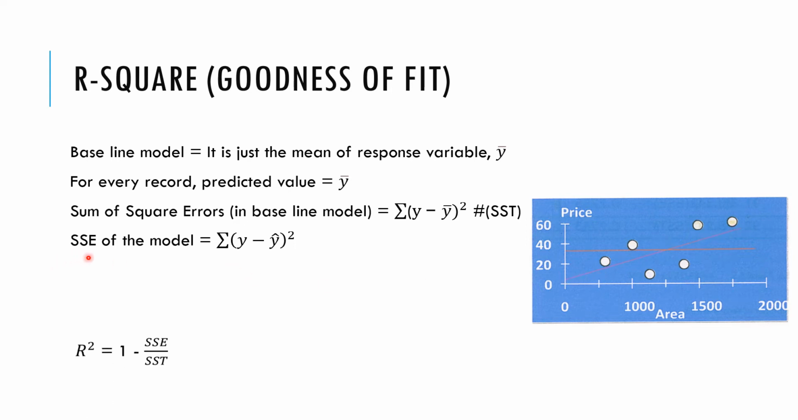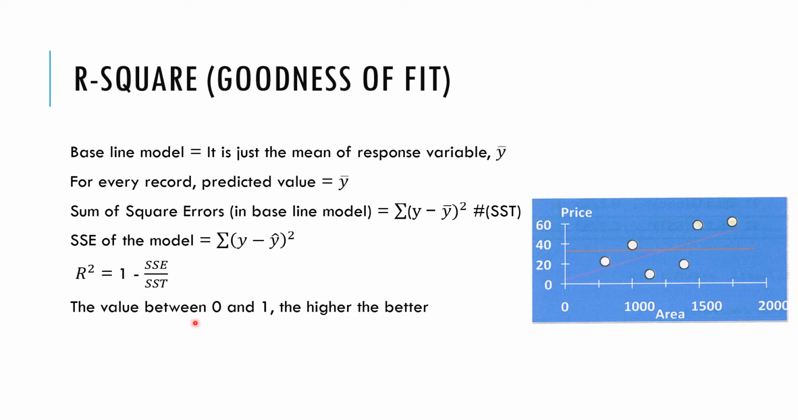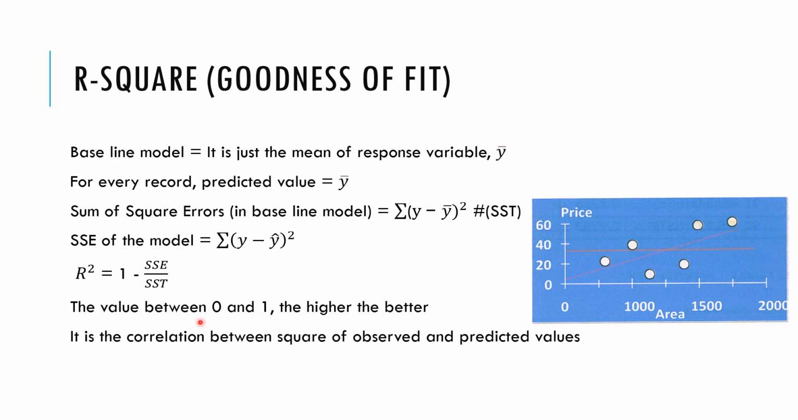So we calculate SSE, and this is how we calculate the R square value: 1 minus SSE by SST, the sum of squared errors of the model over the sum of squares of the baseline model, known as the sum of squares total. R square always varies from 0 to 1. If it is closer to 1, the model is doing well. If it is closer to 0, the model isn't doing well. By definition, it is the square of the correlation between observed and predicted values.